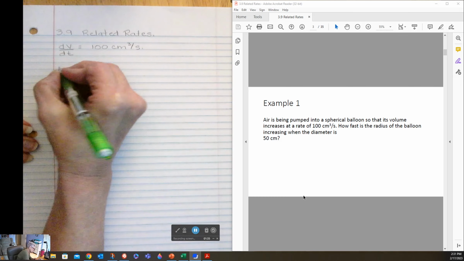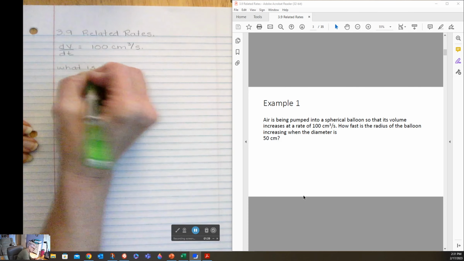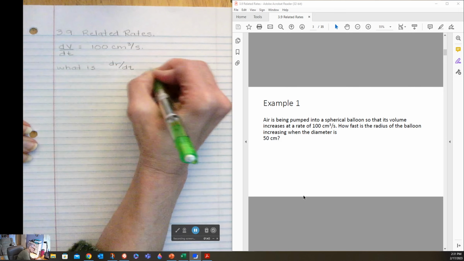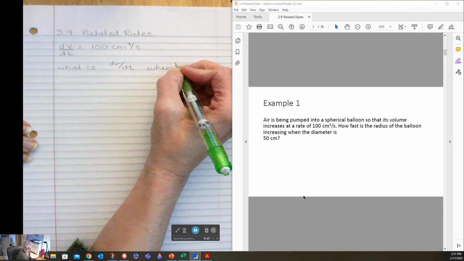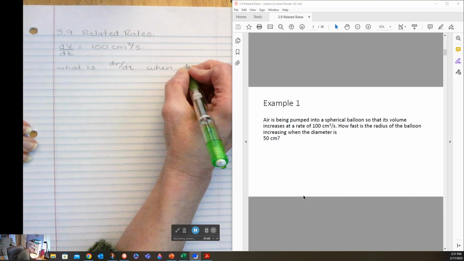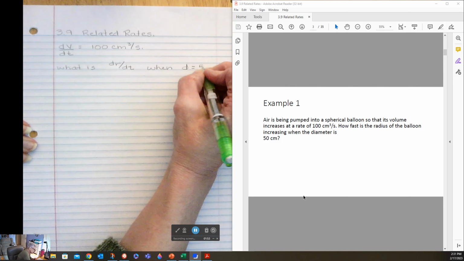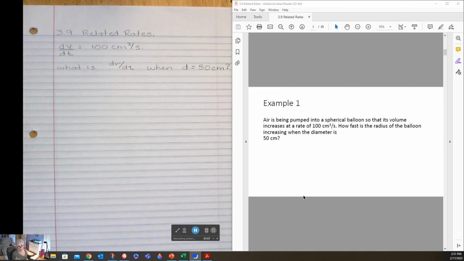Now, how fast is the radius of the balloon increasing when the diameter is 50 centimeters? So my question is, what is dr/dt when diameter, so d, equals 50 centimeters? That's the question I'm trying to answer.